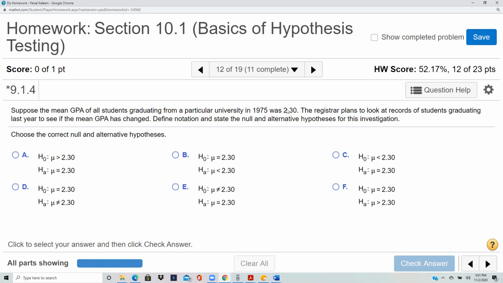So the null is that the mean is equal to 2.30. And the registrar wants to see if it has changed. So now we're not talking about whether it has become greater than or less than. Change just means it's not equal to 2.3. So the alternative is this one, not equal to 2.3. The null always has equals.